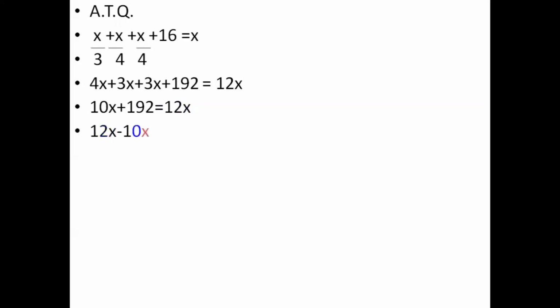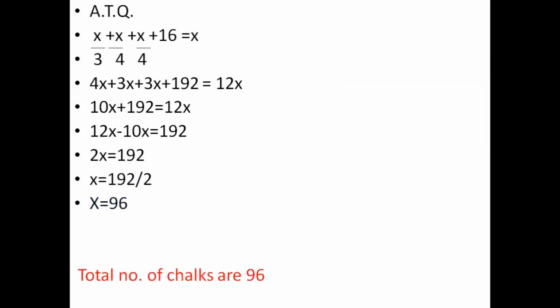Now we will write the variables on the left hand side and numbers on the right hand side. So you can see here 12x minus 10x is equal to 192. So now we can get 2x is equal to 192. x is equal to 192 by 2. So x is equal to 96. So we can say that the total number of chalks is 96.